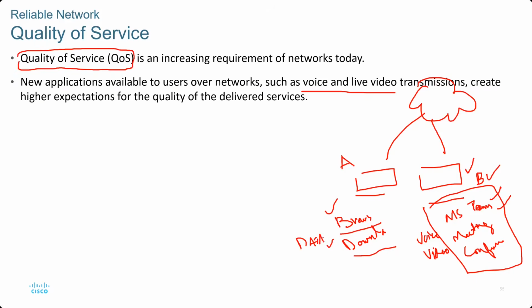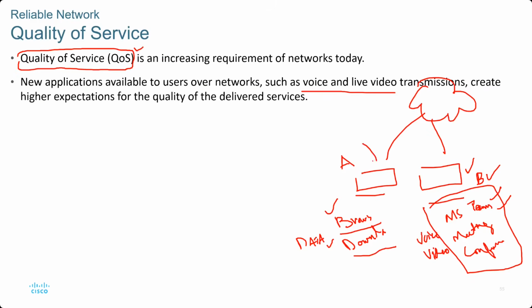Why? Because if the browser slows down or their download slows down for 2 or 3 seconds, that doesn't make any difference to them. But if your voice or video streaming slows down, then they cannot talk, they cannot have meetings, they cannot have calls, and that affects them. So it is your job to think about quality of service.